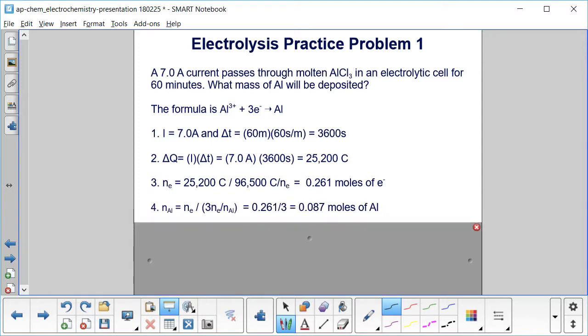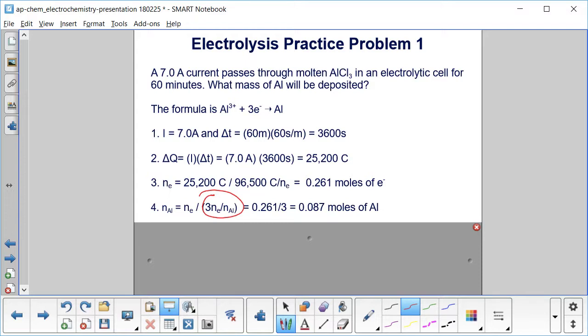Now, we use the stoichiometry of this formula at the top to say that the moles of aluminum are equal to the moles of electrons divided by 3, because there's 3 times as many electrons consumed as there are aluminum moles produced. So we have a mole ratio that says 3 moles of electrons for every 1 mole of aluminum. So we find our moles of aluminum there just using the stoichiometry.